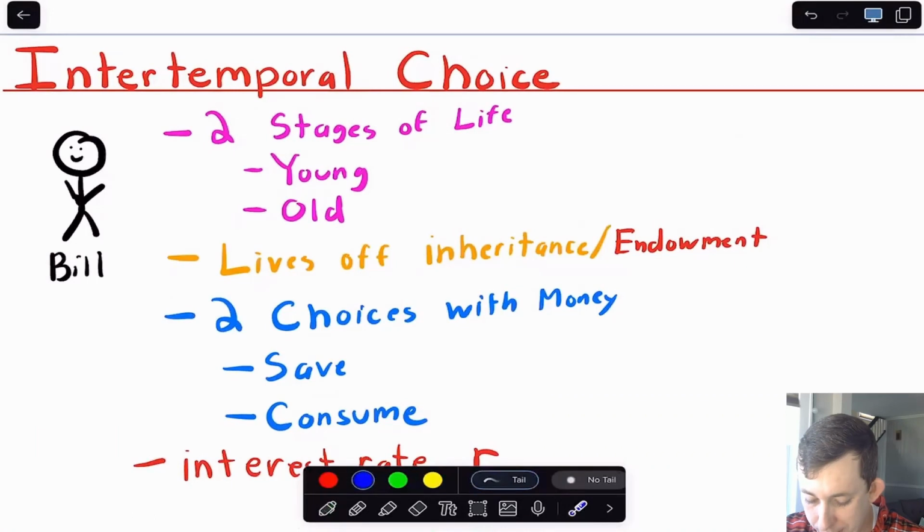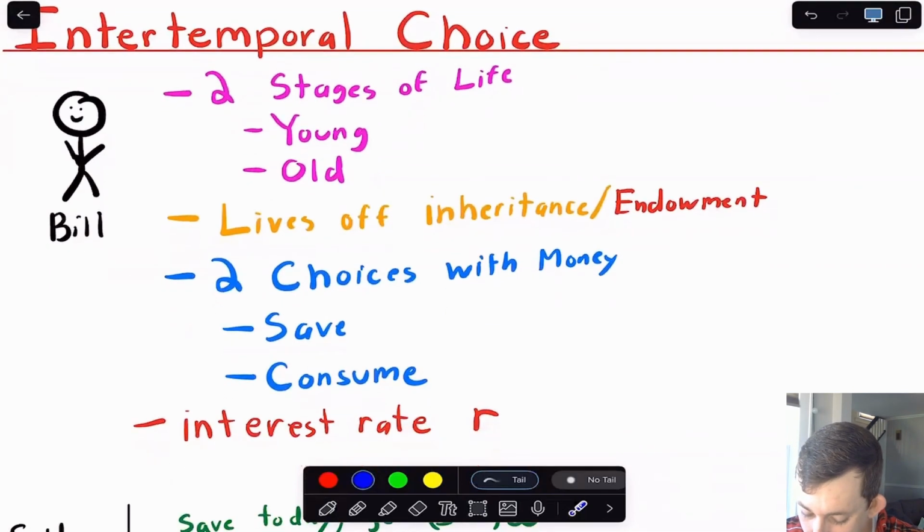Now for intertemporal choice, this is sort of the setup. Again, we have Bill. Bill has 2 stages of life. He can be young and he can be old. Those are like the 2 stages rather than split it up into different ages. And we're going to say that Bill has an inheritance or an endowment. And that's the only money that Bill has over the course of his life. And so what he can do with that money is he can buy stuff from the store or he can put it into the bank. And so he can either save or consume. And of course, his savings plus his consumption must be equal to his endowment. And our interest rate is going to be R.